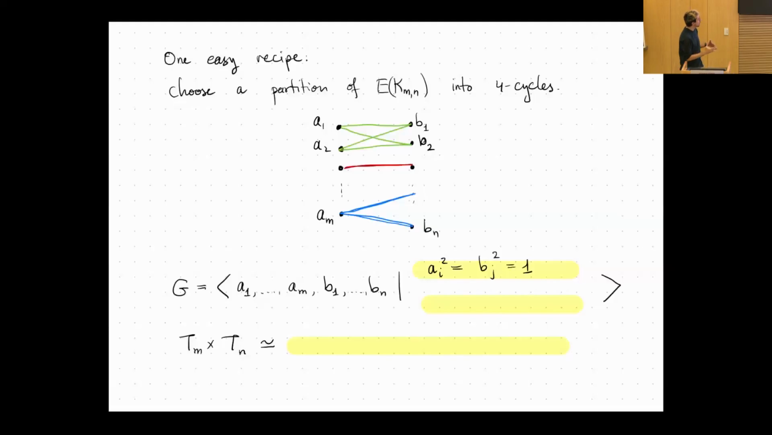And now I want some kind of relations between A's and B's. And the relations between A's and B's are exactly going to come from the partitions that I have. So for instance, here I have this green 4 cycle in the partition. It will give me the relation A1 B1 A2 B2 equals 1. Okay, and note that the order doesn't really matter because they are all involutions. And of course this is only one of them. You do it for every 4 cycle in your list, in your partition.